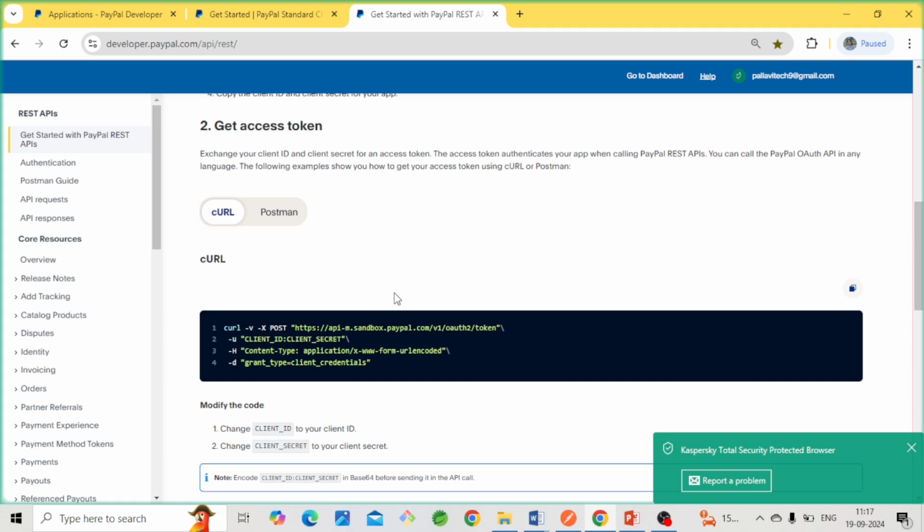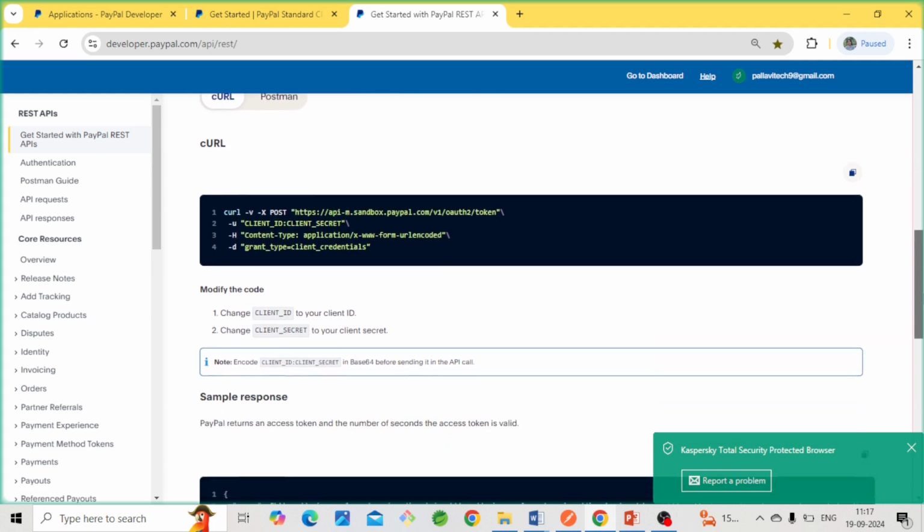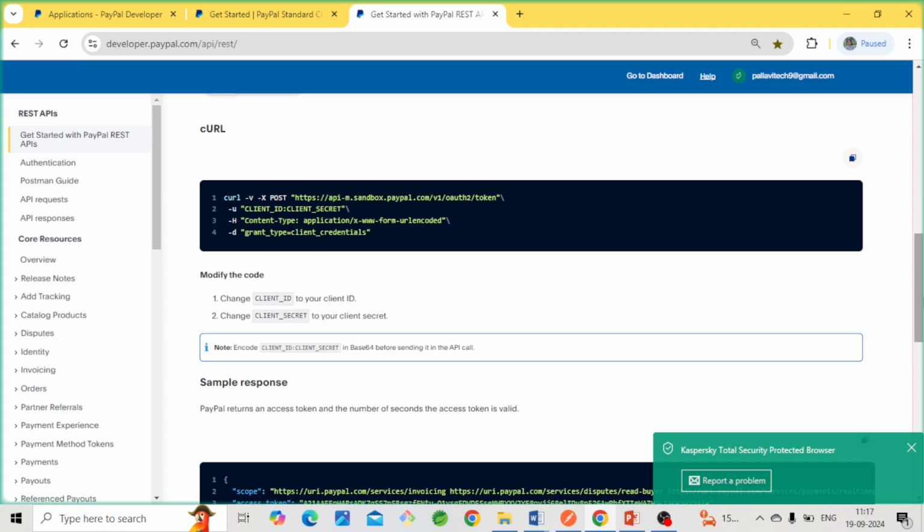So this is the curl command. Here, if you are observing in the curl, see api-m.sandbox.paypal.com/v1/oauth2/token and client ID. It needs a client ID, content type and grant type client credentials. By using this curl command, we are able to get the access token. We need the access token in order to make the API call.